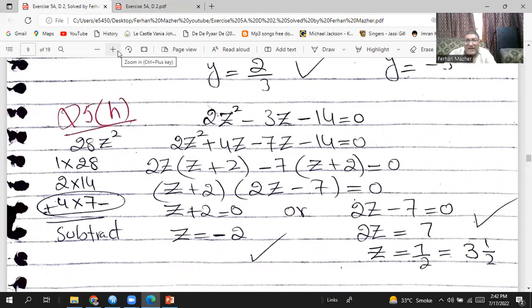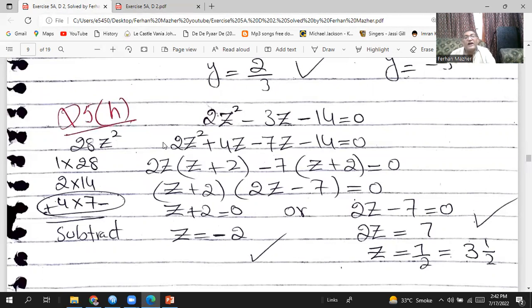With the third term, we have a negative sign. So I'm looking for the pair which by subtraction will give me minus 3. 4 and 7 will give you 3, but you want minus 3. So with the larger number, I put the negative sign, and with the smaller number, I put the positive sign. So you will have 2z squared plus 4z minus 7z minus 14 equals 0.